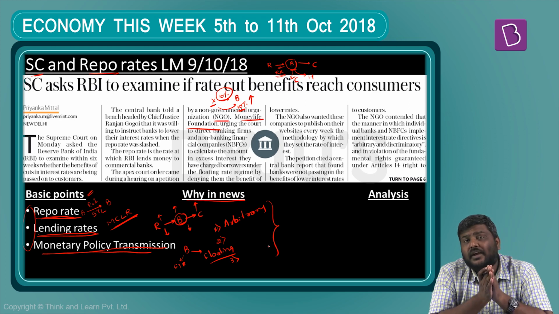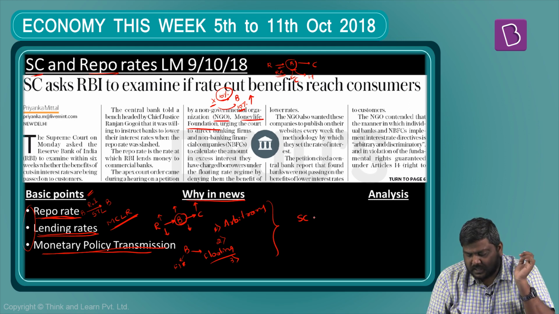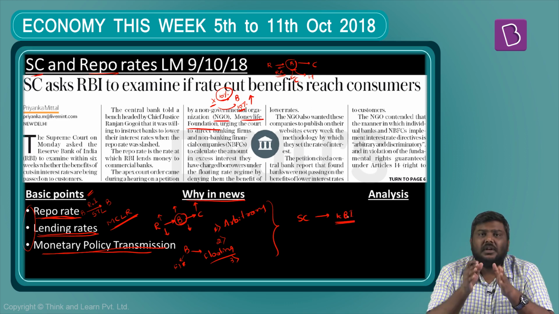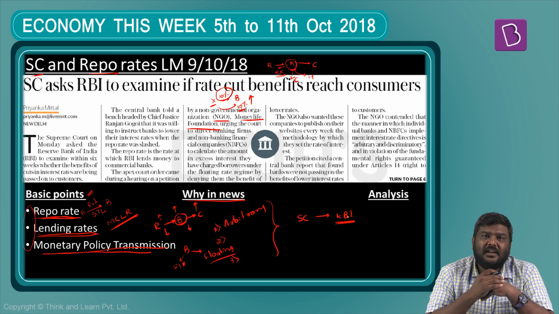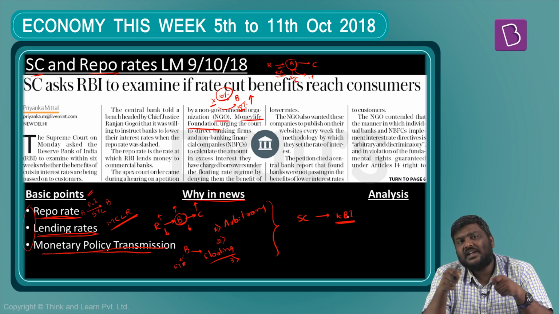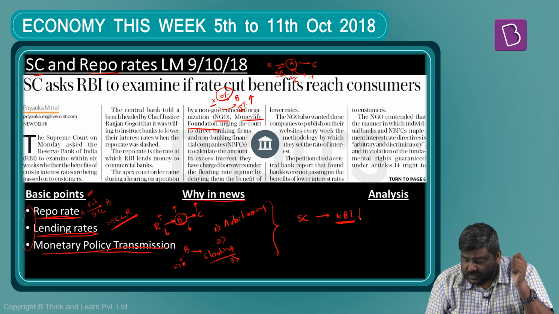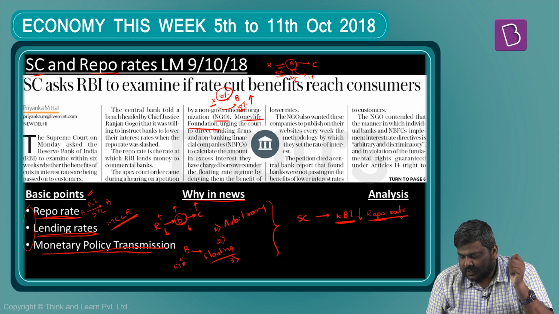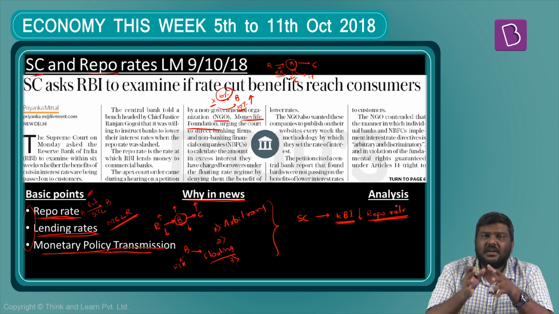What did the Supreme Court of India do? The Supreme Court of India asked for the viewpoint of the Reserve Bank of India. Now, the Reserve Bank of India basically stated that they can direct the banks to reduce their lending rates whenever RBI reduces the repo rate. This is the submission of the RBI.